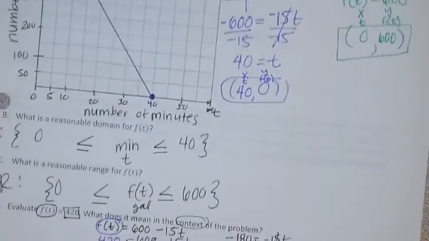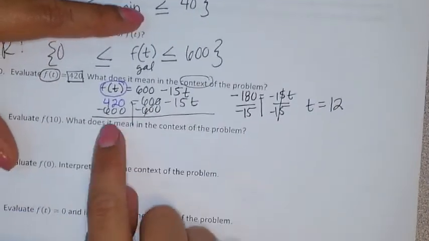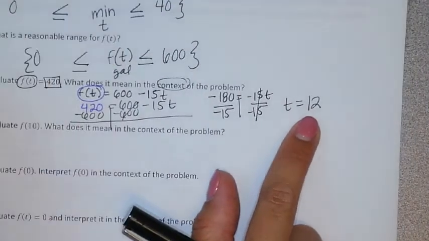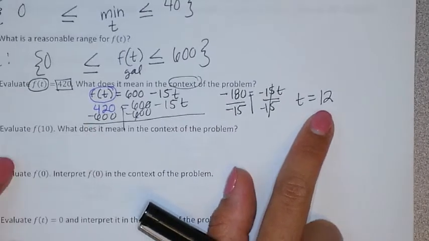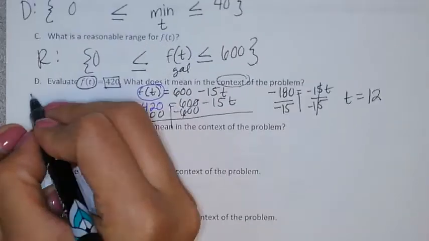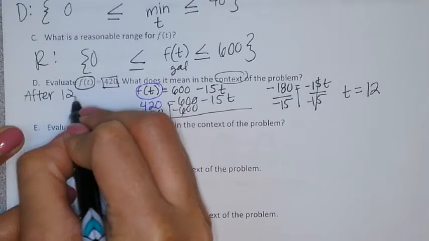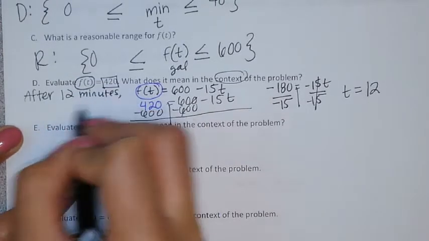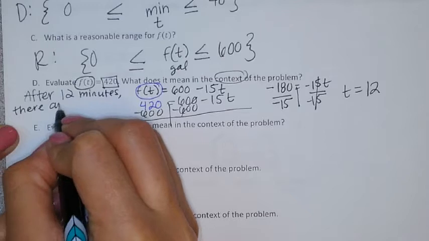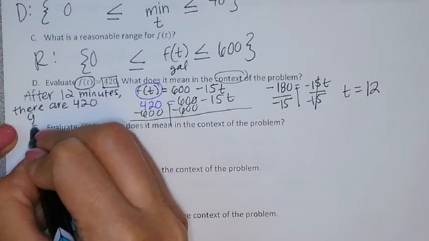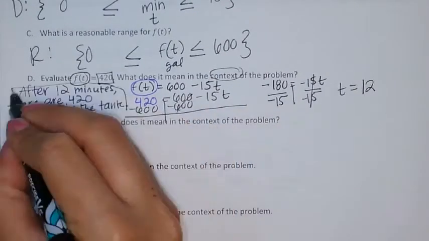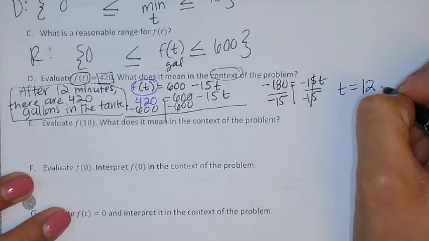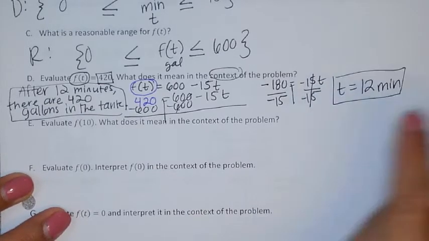This is a context of the problem situation, so I need to explain it with what's happening in the problem. So that means that after 12 minutes, there are 420 gallons in the tank. So I'll just say that after 12 minutes, there are 420 gallons. Okay, that's what it means in the context of the problem. And here would be minutes. Those would be my two answers.